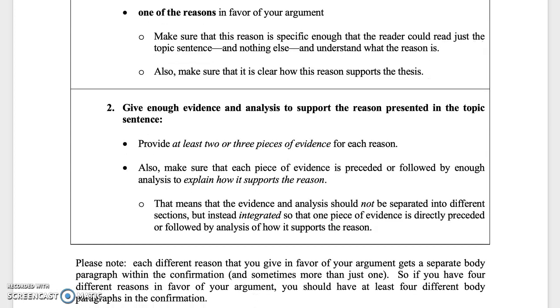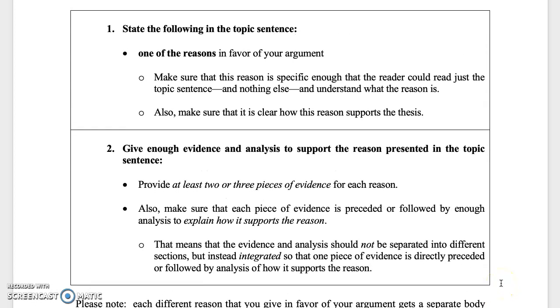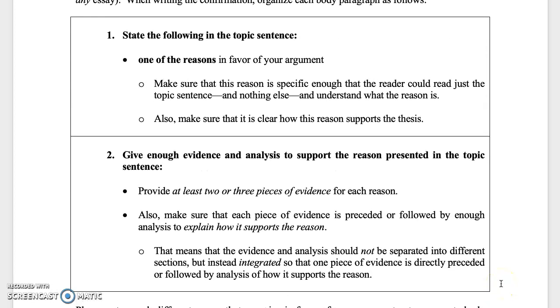Please keep in mind that each different reason that you give in favor of your argument gets its own separate body paragraph within the confirmation, and sometimes more than one if it gets to be long. So if you had 4 different reasons in favor of your argument, you should have at least 4 different body paragraphs. Or if you had 2, you could have 2. It does not have to be 3. But each and every one of the confirmation paragraphs should have this structure within it.